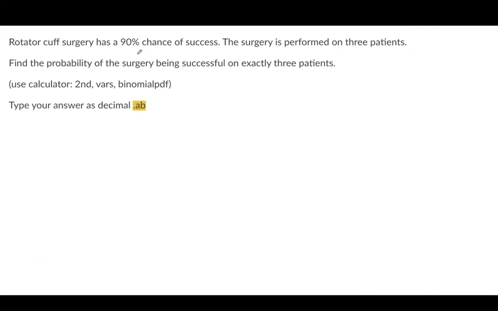Rotator cuff surgery has a 90% chance of success. Now, suppose we want to use our calculator. In using our calculator, we're going to use second, then go to VARS, and then select the binomial PDF to do the computation. The answer that you should be getting is 73%. Let me show you how to do the computation using your Calculate84. Go to my Calculate84 and show you what to do.